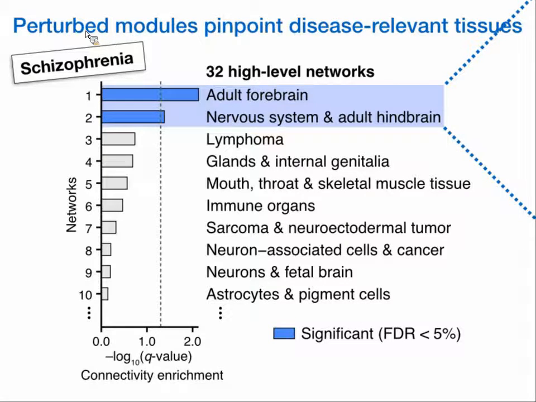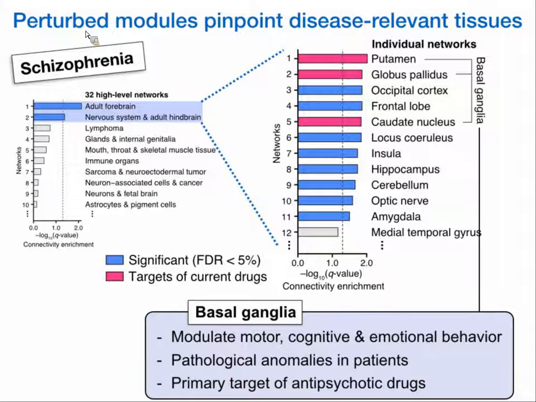But then the really surprising finding was that we could even zoom in and test each of the individual networks. So remember that these are high-level clusters, and each of them contains a bunch of networks. And if we now test each of the individual networks in here for enrichment, we found that even at this very fine-grained resolution, we get very disease-relevant tissues at the top. So for example, we have here three structures that make up the basal ganglia. And the basal ganglia modulate motor, cognitive, and emotional behavior, and actually show pathological anomalies in patients, and are the primary target of some antipsychotic drugs that are currently used to treat schizophrenia.